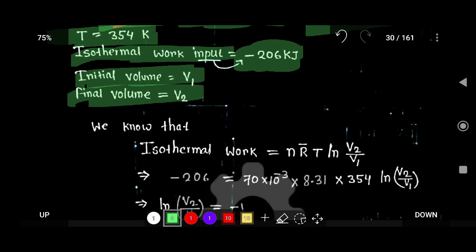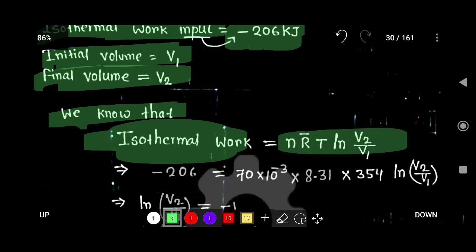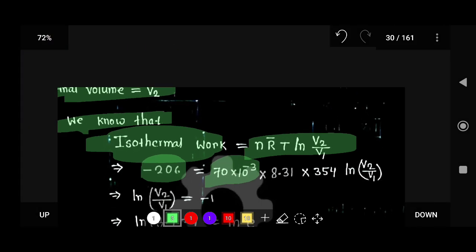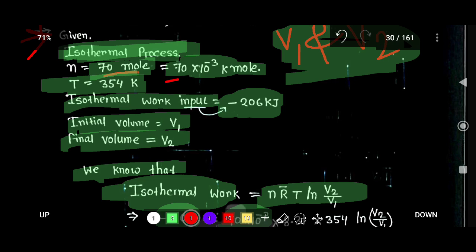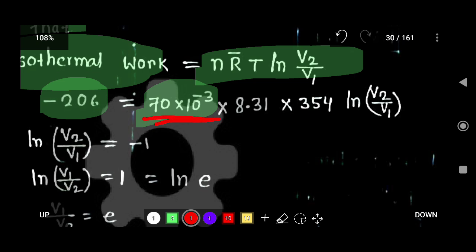Now we know that for an ideal gas, the isothermal work formula is n R bar T ln V2 by V1. The isothermal work is given, equal to minus 206 kilojoule. The value of n is 70 into 10 to the minus 3 kilomole. Put the values here: R bar is 8.31, and T is 354, the isothermal process temperature, times ln V2 by V1.